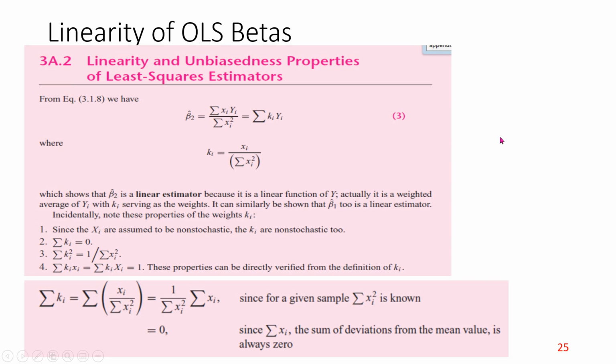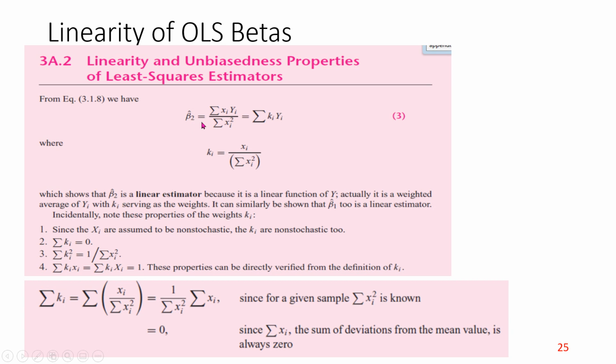Next we prove the concept of linearity of OLS beta. Remember that we said that in econometrics a linear regression means that the parameters are linear. So let's mathematically prove that the beta 2 hat and beta 1 hat, they are linear. So let's focus first on beta 2 hat.